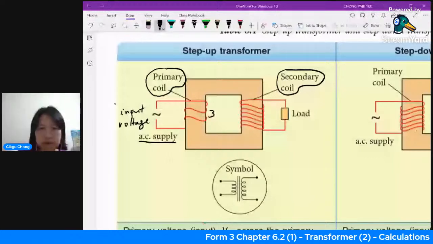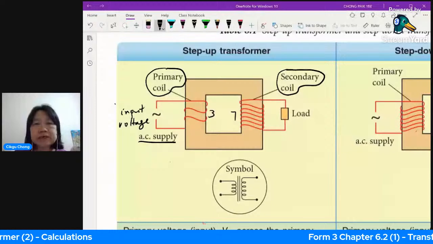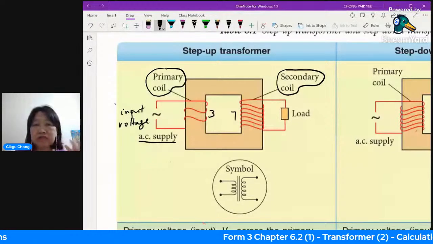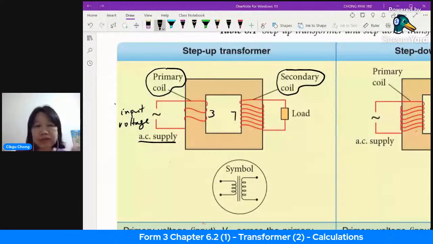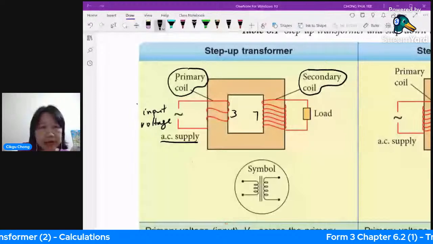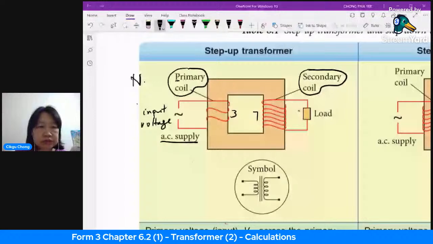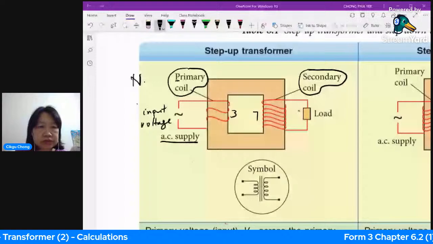This is 7. This is called the number of turns on the primary coil or secondary coil, and we give a symbol for it. For the primary coil, it's always P. Primary is P. For the number, we put N. Number means how many times. So NP here will be equal to 3. NP stands for the number of turns on the primary coil, and you can see clearly there are 3 coils.